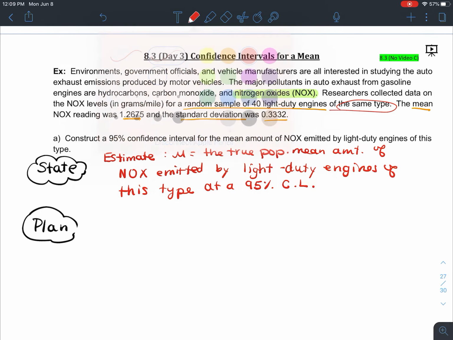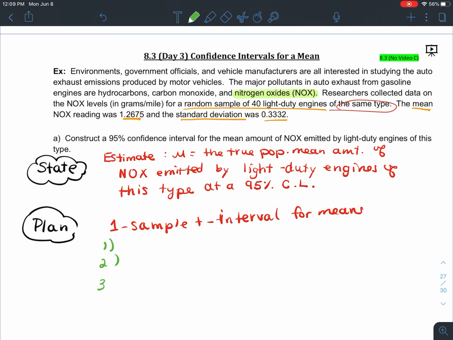The plan step, 2 pieces here. We want to name the procedure. That's our one sample t interval for means. And then the other step is for us to run through our 3 conditions here. Okay, the first one is random. I'm going to say a random sample was taken.